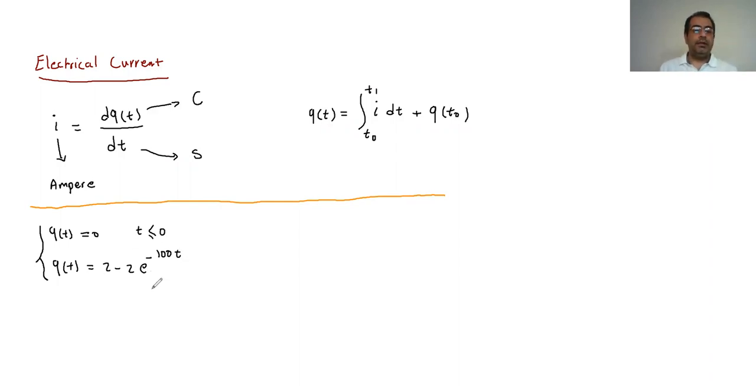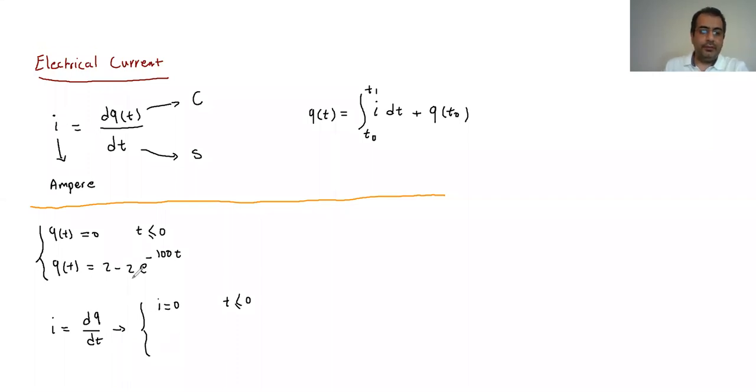So that's the equation. Now, if this is the electrical charge, what's going to be the electrical current? We know that I is dq over dt. For t less than zero, I is going to be zero, because there's no current and no change in the electric charge. Nothing changes, so it's zero.